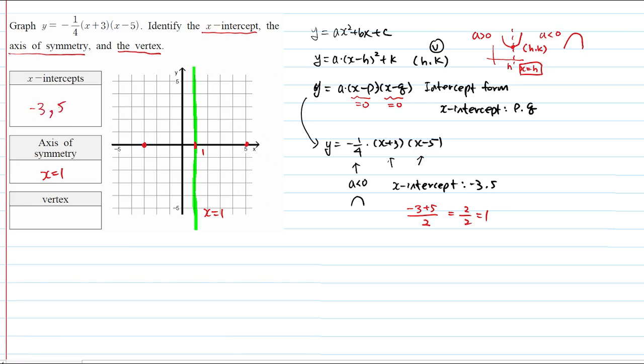Make sure you put a comma. Sometimes you put negative 3.5, that's negative 3.5. We don't want to see that. Negative 3, comma 5.